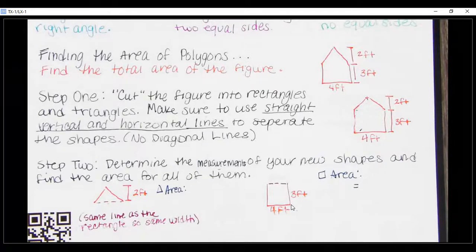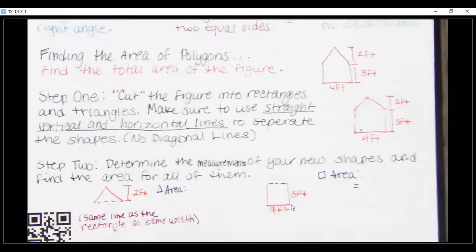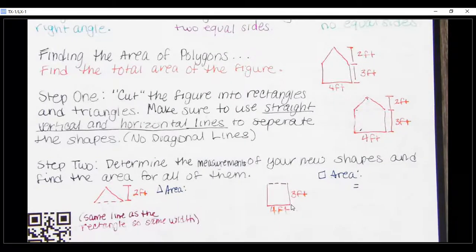So what I'm going to do is my first step, which is to "cut," and I have that in quotes. We're not physically going to cut, but we're going to draw the figure into rectangles and triangles. So we have to make sure when we're doing this that we have straight, vertical, and horizontal lines to separate the shapes. That means that we can't draw any diagonals. And we do that because we want to create those right angles. We can't do right angles if we have any diagonal lines.